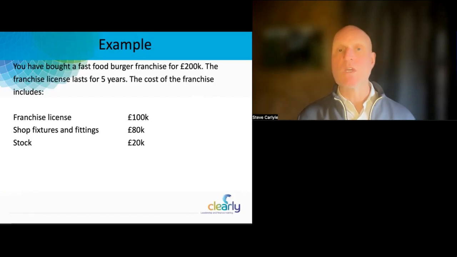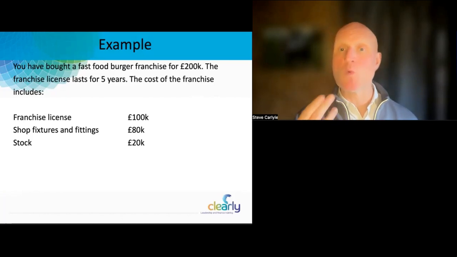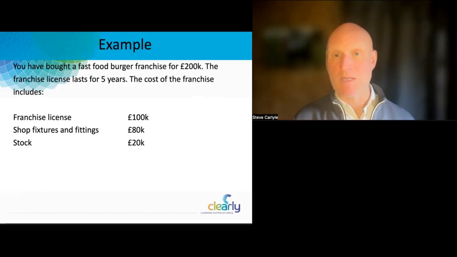So what we do is we take the franchise license of 100,000 and we put it in our balance sheet as an intangible fixed asset. And then we spread the cost over the 5 years. So we would be charging £20,000 of amortization every year in the profit and loss account and reducing that 100,000 by 20,000 year on year. With the shop fixtures and fittings, we do the same process. This time we're putting 80,000 in our balance sheet to start with, and then spreading it over the 5 years at £16,000 a year.